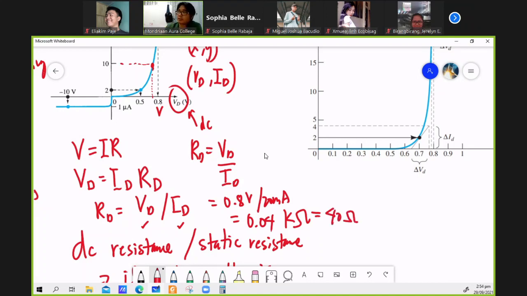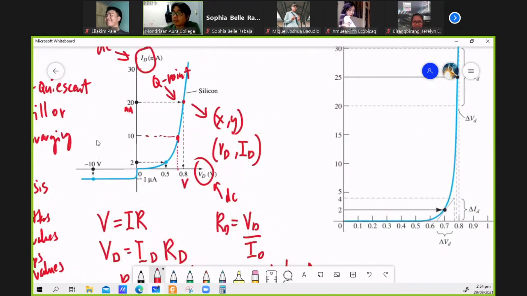So, ibig sabihin, nung meron daw tayong voltahe na 0.8 dun sa diode at dumadaan ng 20 milliamperes sa kanya, ang resistance niya ay 40 ohms. Okay, so kung papansin nyo, mababa lang, no? Mababa lang yung resistance natin kasi masasabi natin mataas ang resistance if it is in the range of kilo ohms. Okay? Next, what if we want to solve for the resistance at this point?